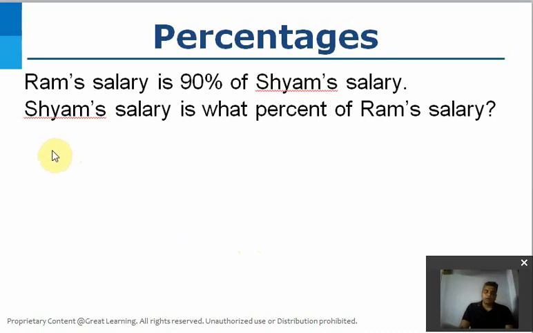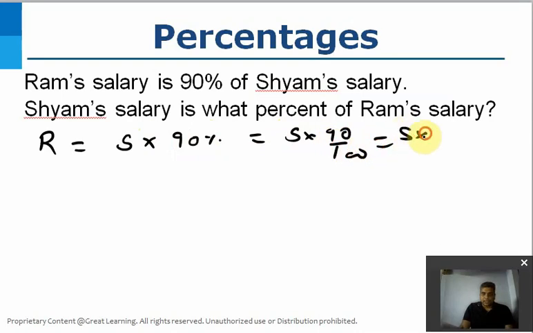Now we have a scenario in which it is being said that Ram's salary is 90% of Sam's salary. Now we need to find out what exactly Sam's salary is, as what percent of Ram's salary. So Ram's salary is 90% of Sam's salary. So Sam into 90% is what Ram gets. Ram gets Sam into 90 by 100. So I get S into 9 by 10 when I simplify this.